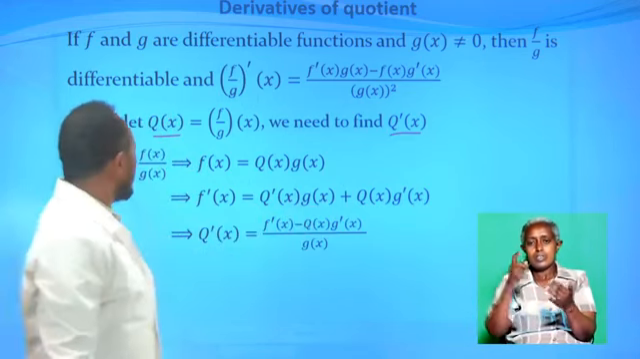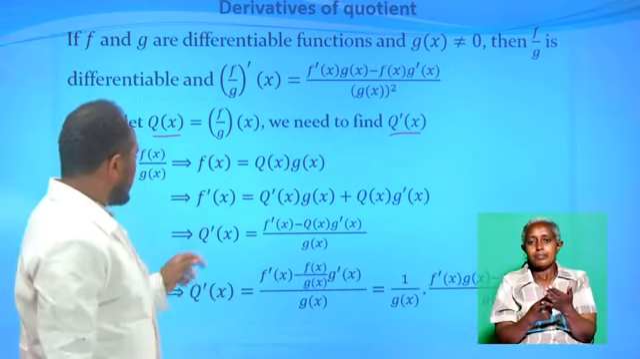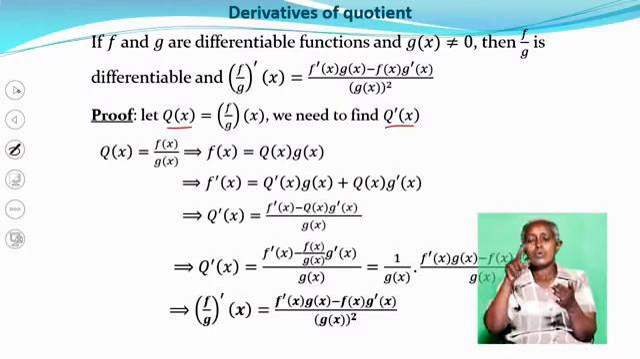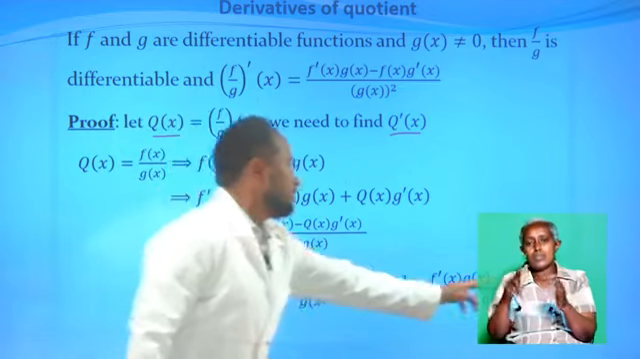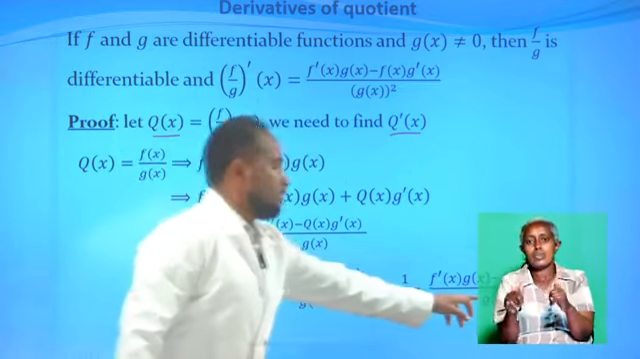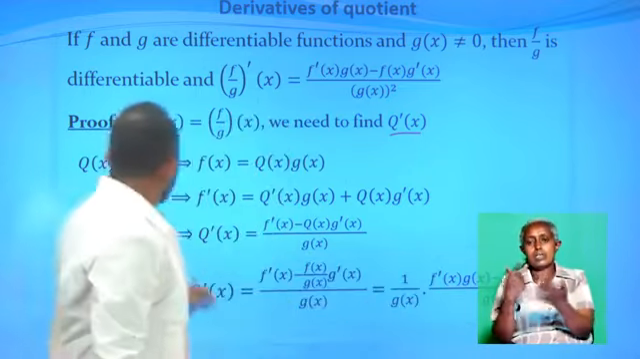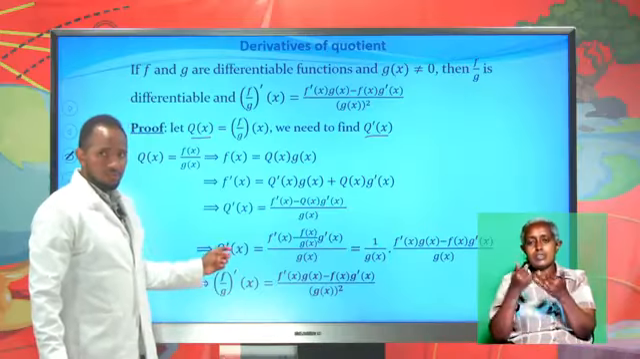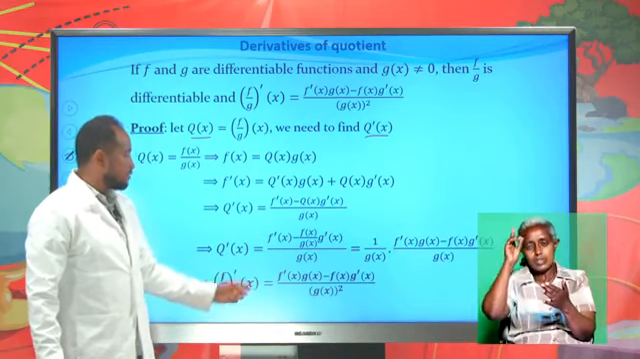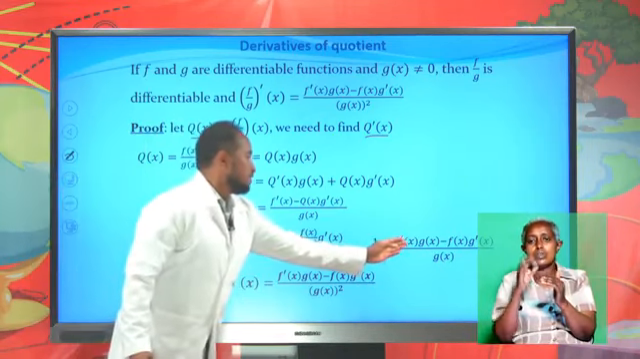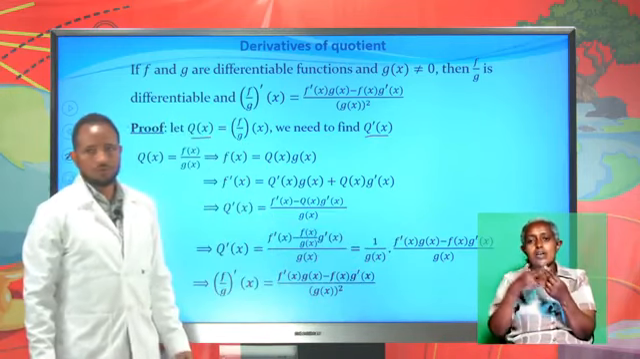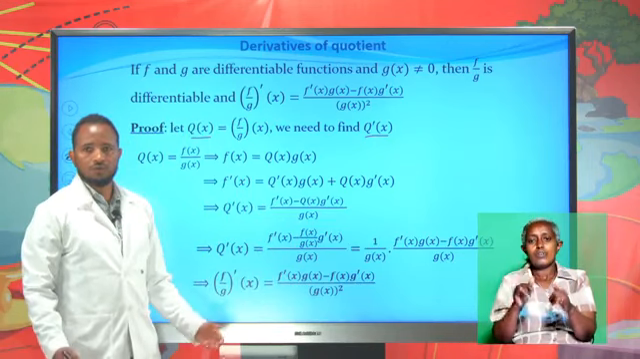So you get this one, and then q derivative of x equals f derivative of x minus q of x, as we assumed q of x to be f over g, minus f of x times g derivative of x over g of x. So when you multiply this, you'll have f over g derivative of x. Q derivative of x means f over g derivative of x, which equals f derivative of x times g of x minus f of x times g derivative of x over g of x squared. So this completes the proof.